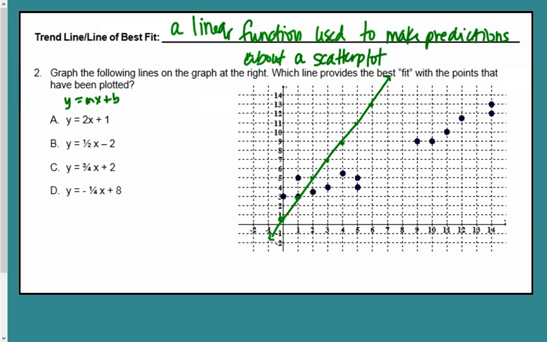So let's try the next one, 1/2 x minus 2. So here's the minus 2. I'm going to go up 1 over 2 for my slope. Draw this line.